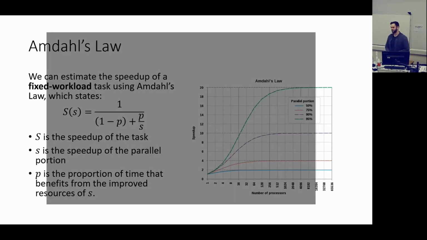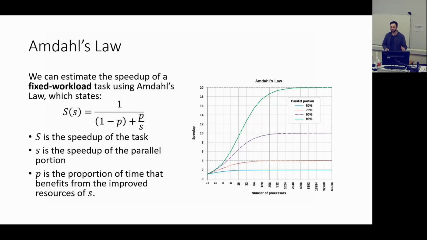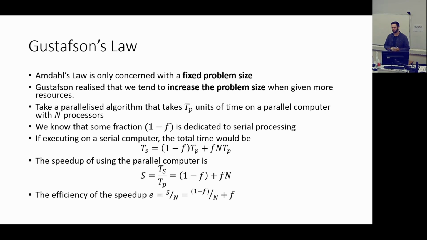Thanks for that. Okay, so just to recap, there are some criticisms of Amdahl's law, and it's mainly based on this assumption of a fixed workload. So there's this other guy, Gustafson, who basically said that this is not the right way to be looking at parallelizable tasks, because you're only concerned with a fixed problem size, but he realized that when people had more resources, they just increased their problem sizes and they were able to actually do more things with it.